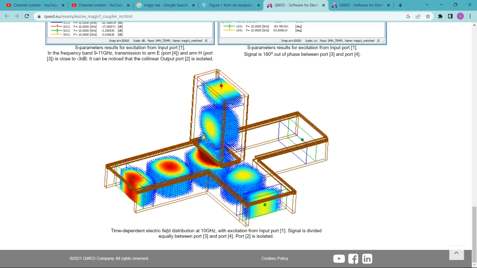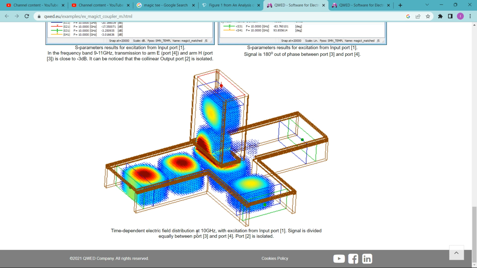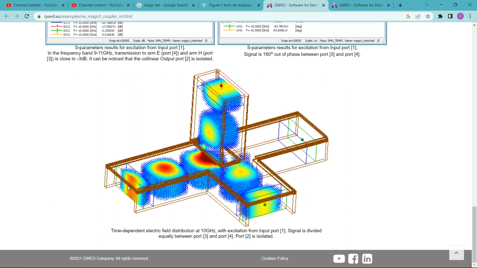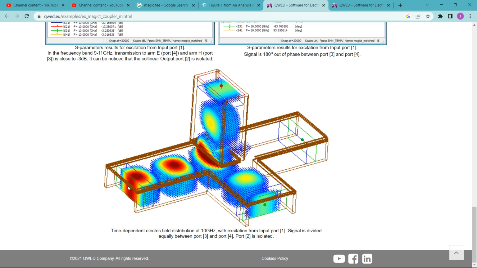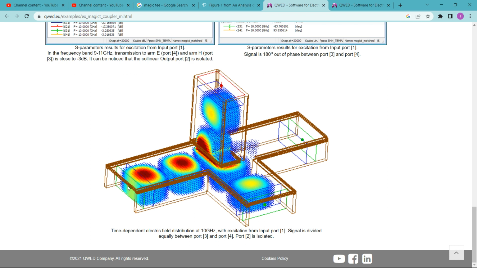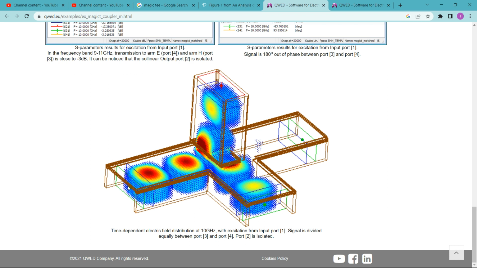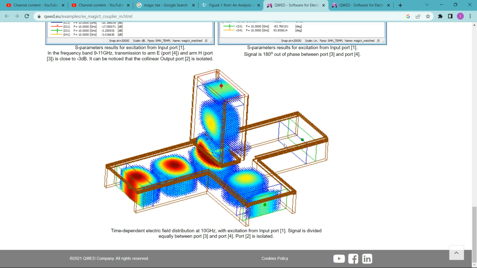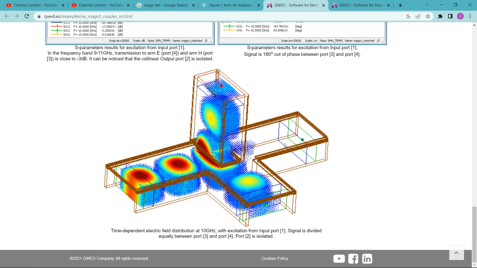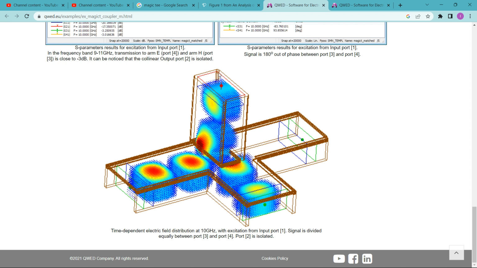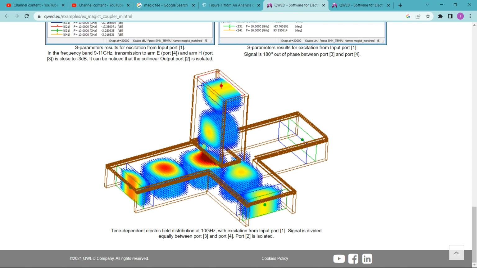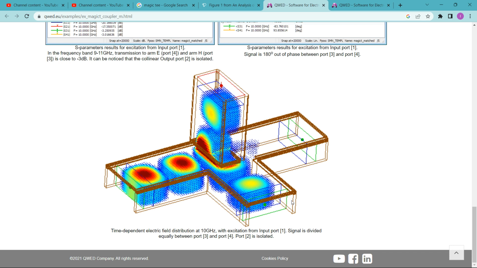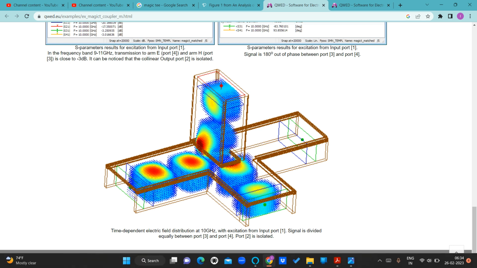Here the time dependent electric field distribution at 10 GHz has been given and excited. Here input is given in port 1. If input is given in any one of the collinear arms, the other arm won't get any signal. It is just isolated, so here port 2 is isolated, and the signal is divided equally between port 3 and port 4. This is to analyze the bending of waveforms. So this is how the Magic T will be designed.